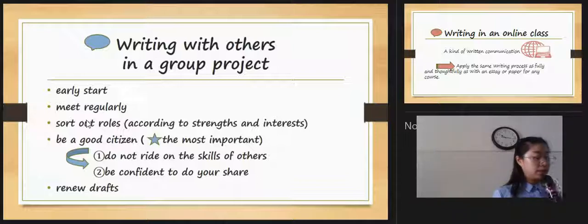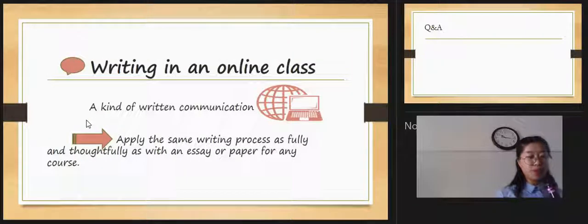Last but not least, complete a draft early so that you can review, revise, and finally edit together. As for writing in online courses, where almost everything depends on written communication, to succeed in online writing, apply the same writing process, as full and thoughtful as for an essay or paper for any course.